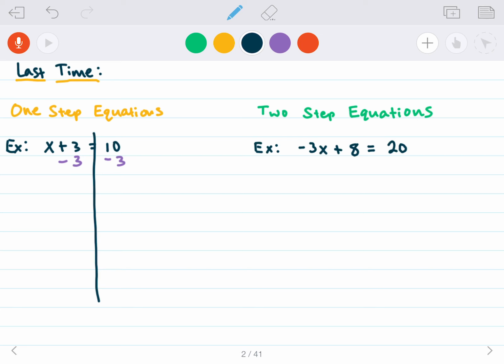On the left side, I just get x, right? Because plus 3 and minus 3 go to 0. And then on the right, 10 minus 3 is 7, and we get our solution of x equals 7.